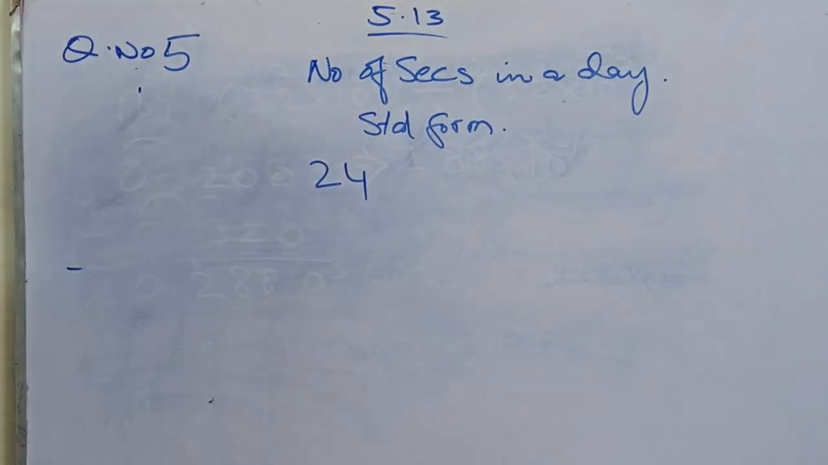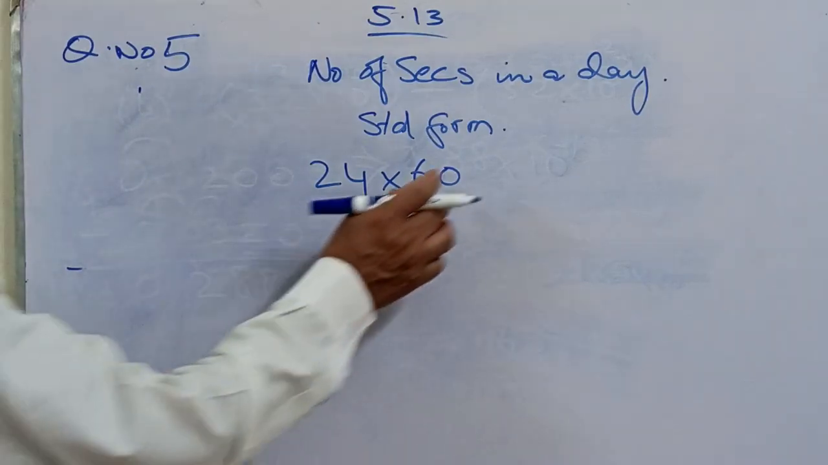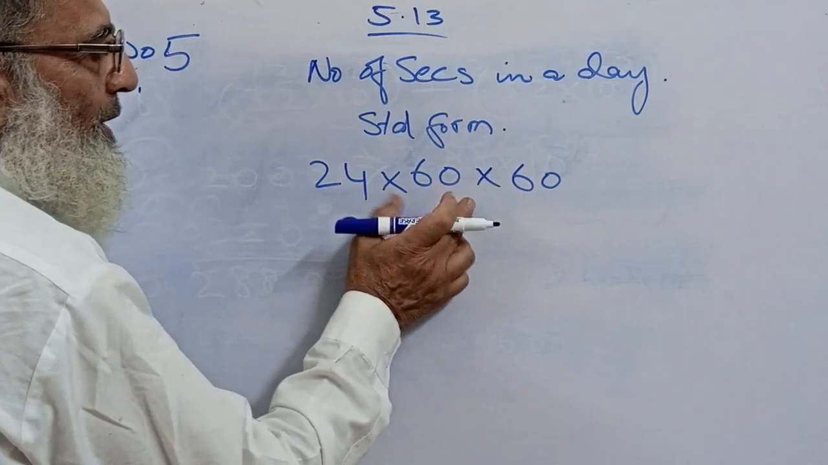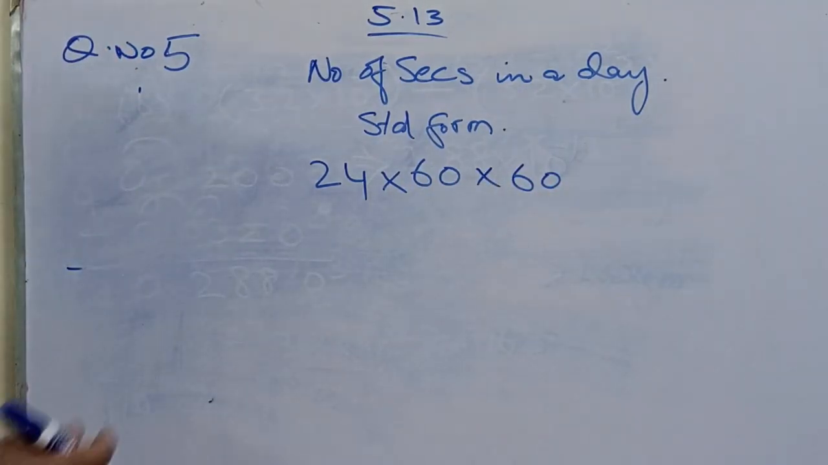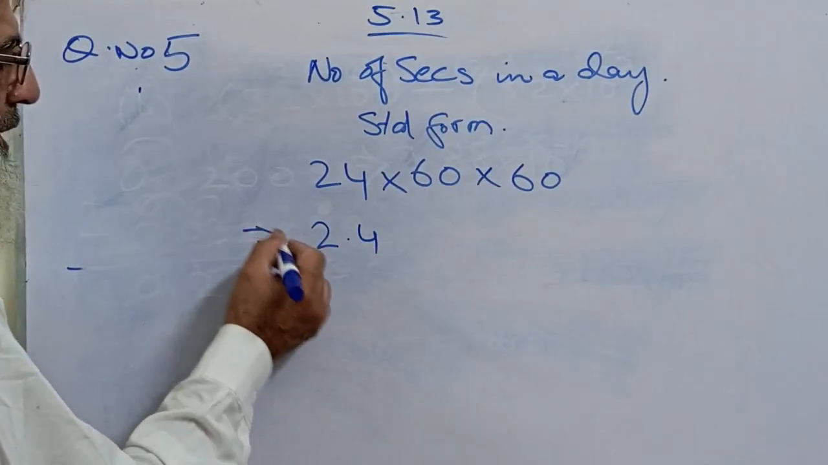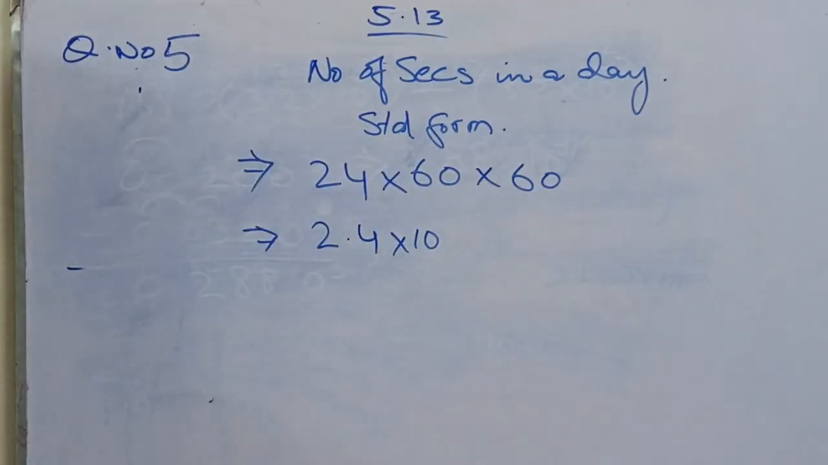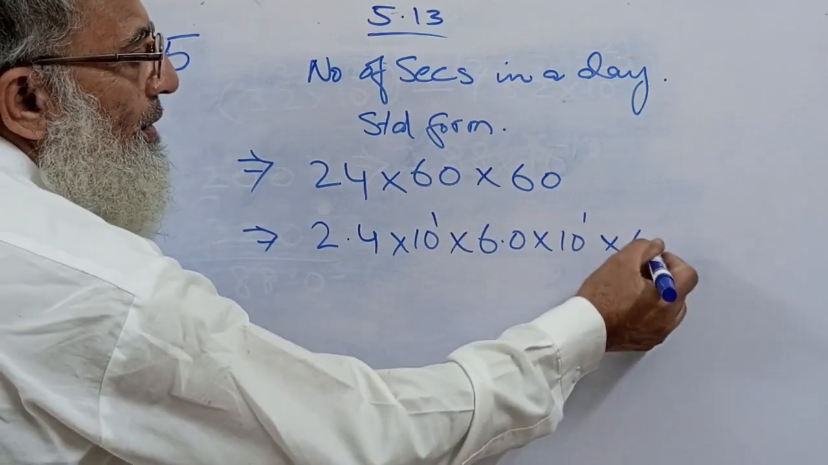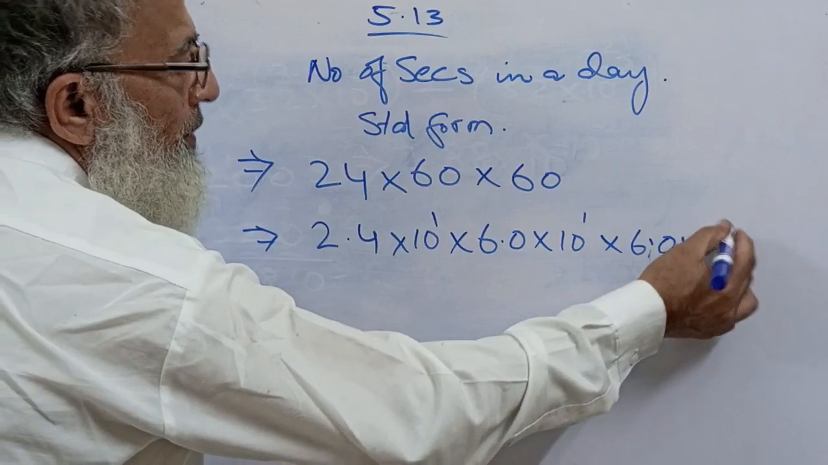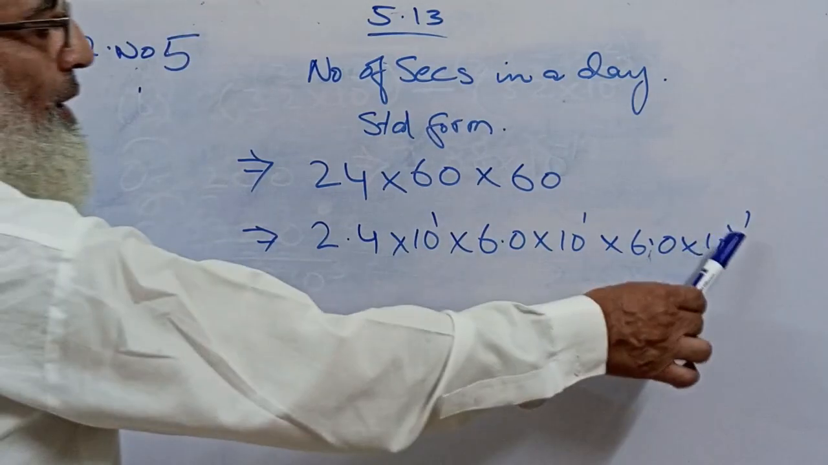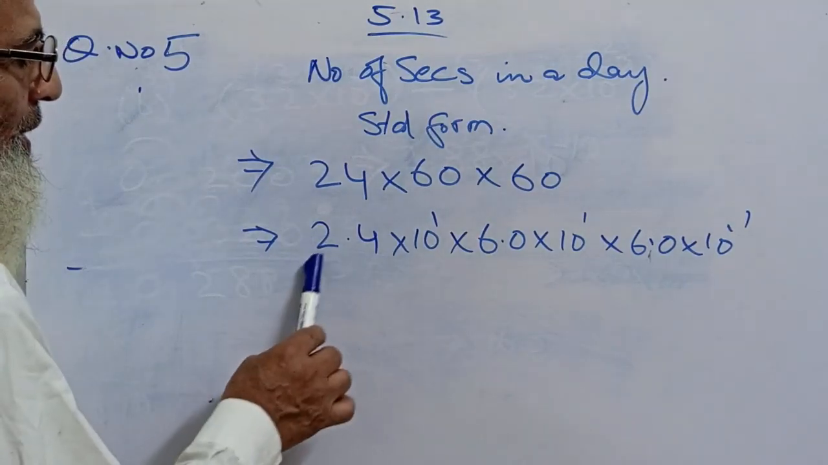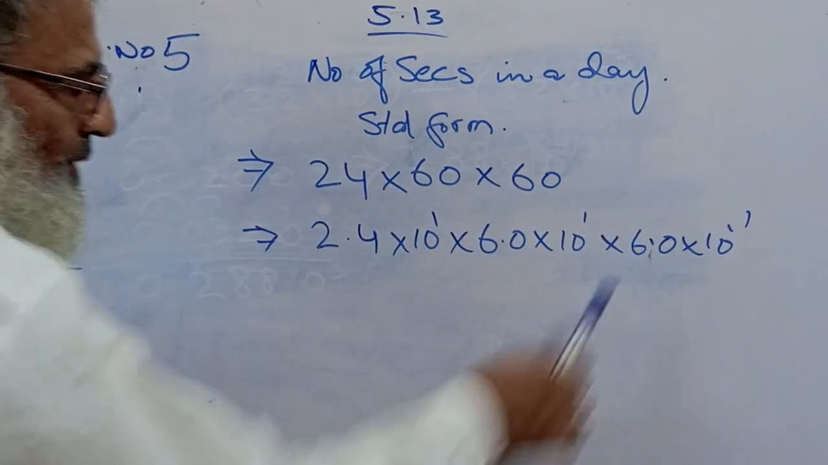There are 24 hours in one day, and when multiplied by 60, it will become, now these 24 hours are converted into minutes, and now the minutes are converted into seconds. Yes, there is another way of writing the same question. It will become like this: 2.4 into 10 raised to power 1, 6.0 into 10 raised to power 1, and again 6.0 into 10 raised to power 1. So you see that there are three tens with 1 power each. And now this 2.4 is being multiplied by 6, and again by 6.